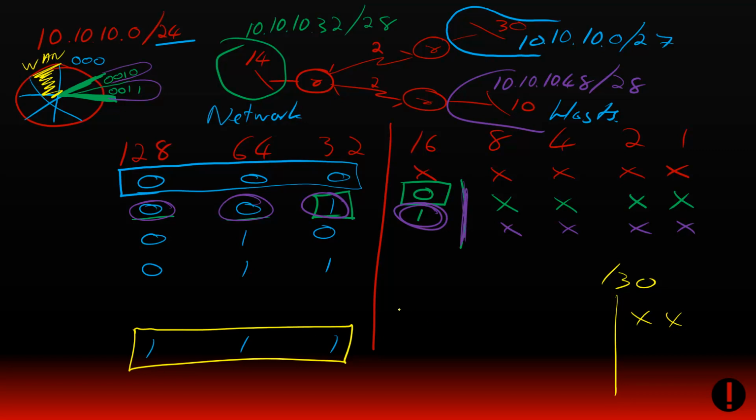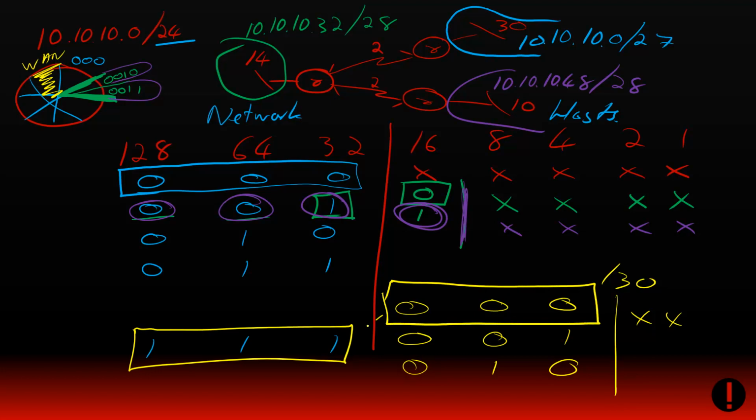Now I only need 2 because I've only got 2 WAN links. So I'm going to use 1, 1, 1, 0, 0, 0. Right? That is going to be the first network. So link those two together. 128 plus 64 plus 32 plus nothing, nothing, nothing is 224.